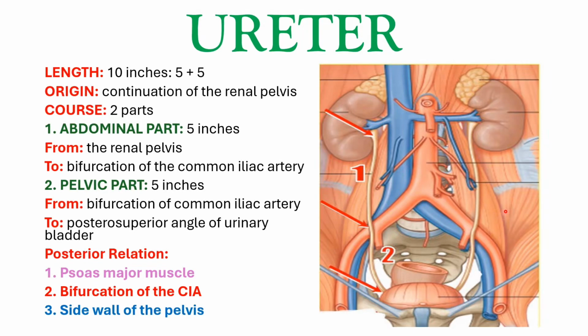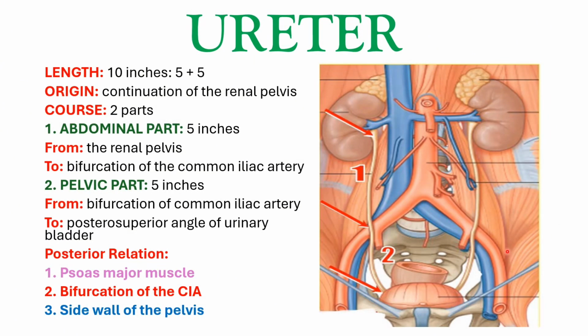This muscle here, the psoas major muscle. Now the bifurcation of the common iliac is actually behind the ureter, so it's one of the posterior relations of the ureter. And also the side walls of the pelvis.